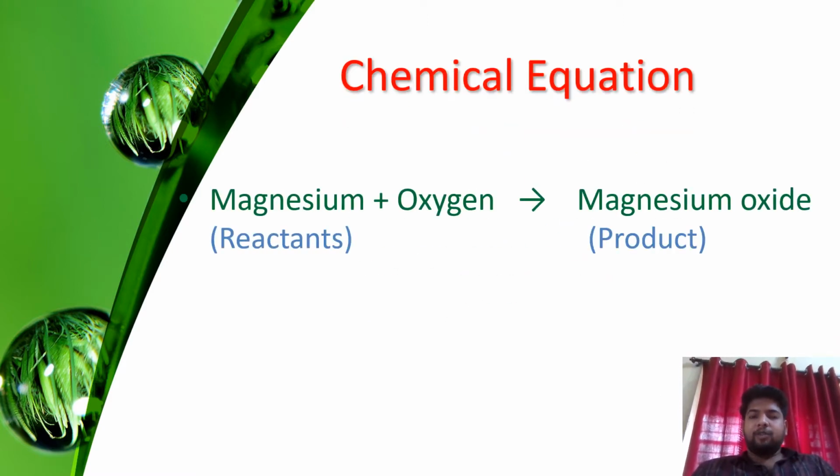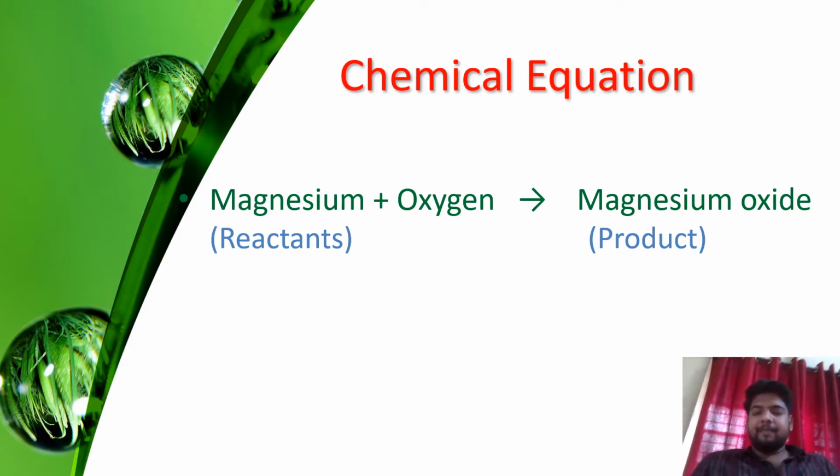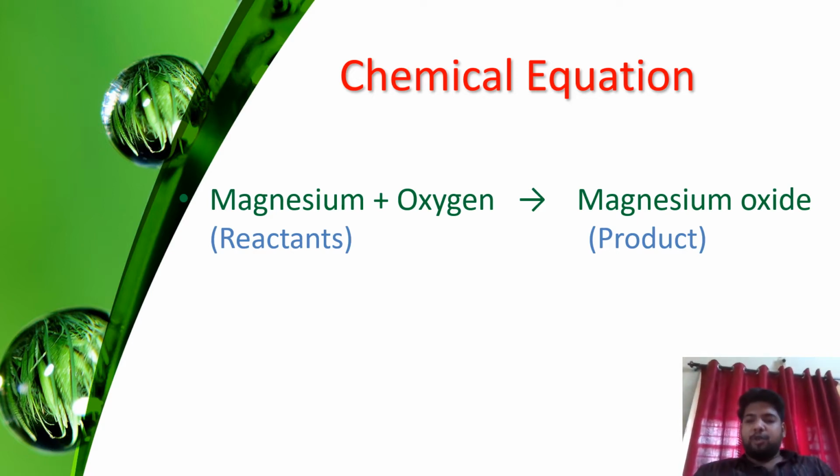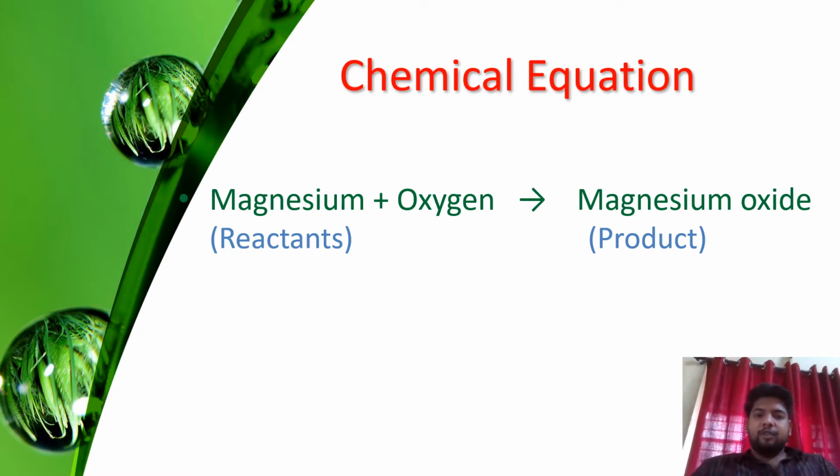Okay, so this is a chemical equation. I will give you a statement. When magnesium ribbon is burned in the presence of air, it produces magnesium oxide, or in other words, when magnesium ribbon is burned in the presence of oxygen, it gets converted into magnesium oxide. But this is quite lengthy, so to reduce the length we use this equation. Magnesium reacts with oxygen to form magnesium oxide.